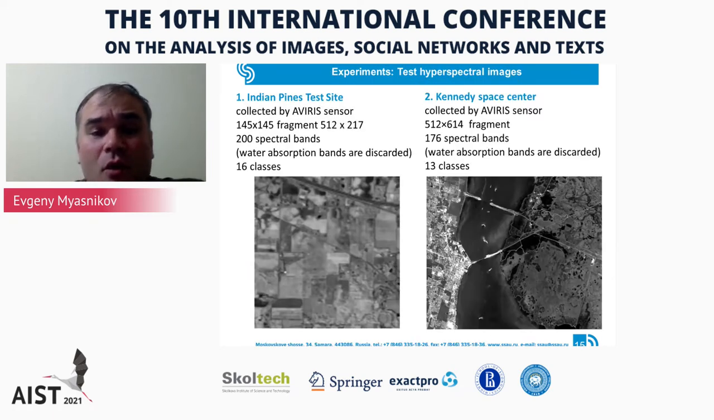In our experiments, we used two known hyperspectral datasets. The first one is the Indian Pines test site, and the second one is Kennedy Space Center. They both were collected with the AVIRIS sensor. The first one contains 200 spectral bands after some bands were discarded, and the second one, 176 bands.